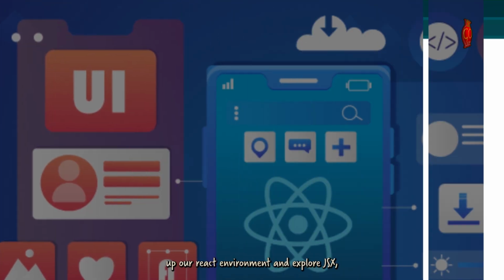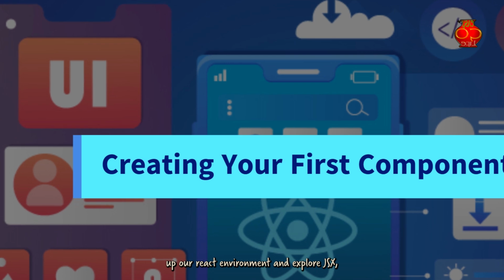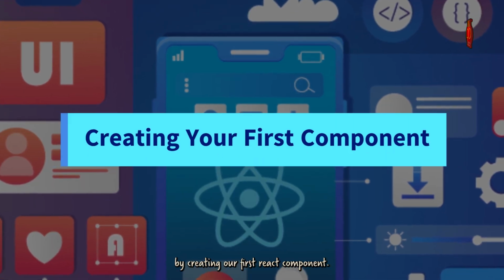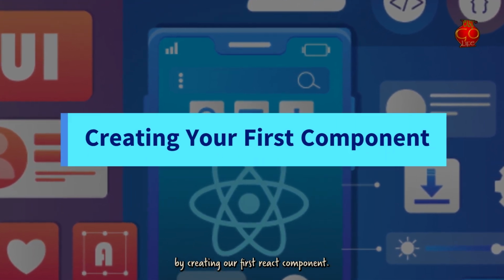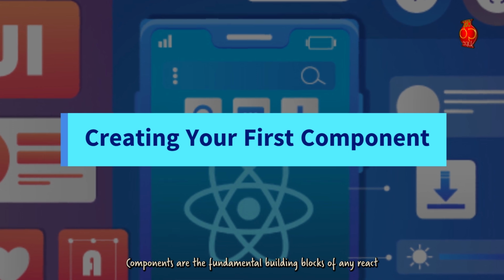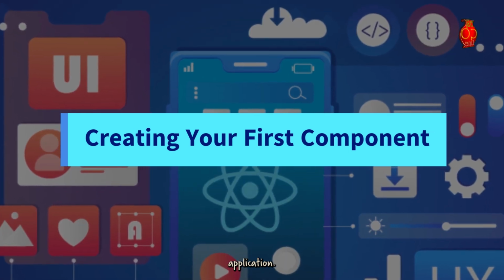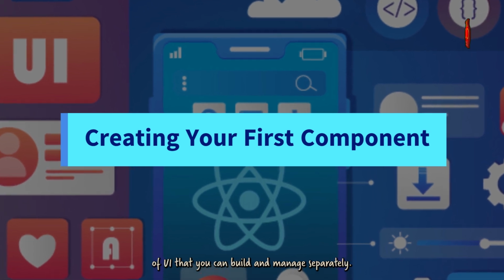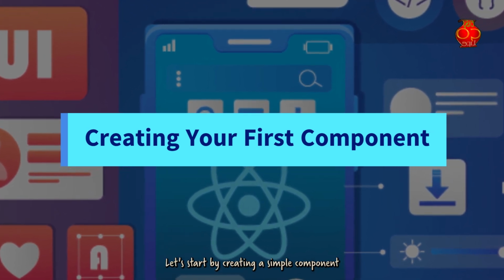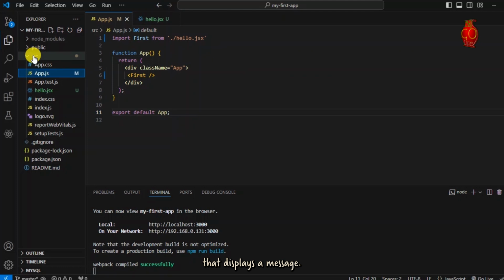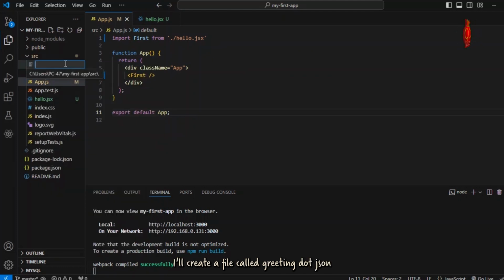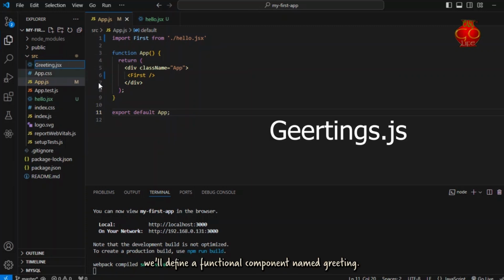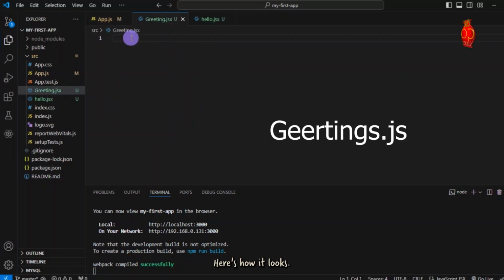Now that we've set up our React environment and explored JSX, let's take the next step by creating our first React component. Components are the fundamental building blocks of any React application. Each component is like a small, reusable piece of UI that you can build and manage separately. Let's start by creating a simple component that displays a message. I'll create a file called greeting.jsx in the src folder. In this file, we'll define a functional component named greeting. Here's how it looks.